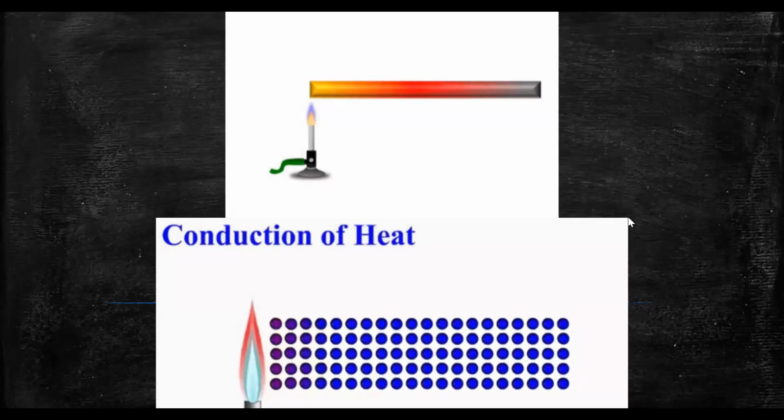Let's say you hold one end of a copper rod and place the other end in a flame. The end you are holding gets hotter and hotter, even though it is not in direct contact with the flame. Heat reaches the cooler end by conduction through the material.